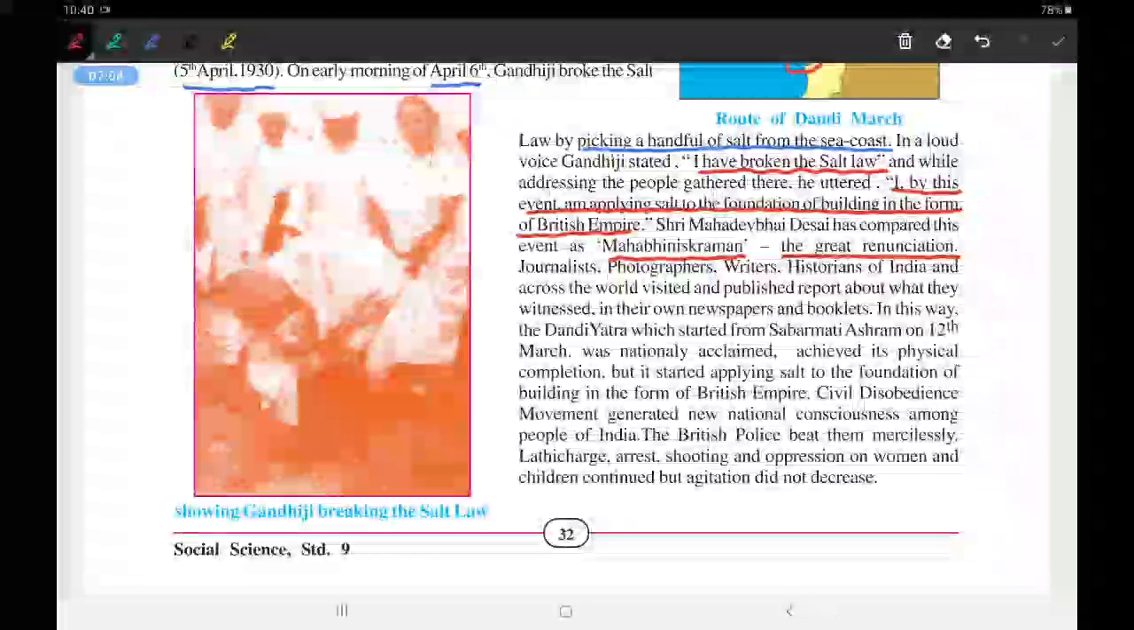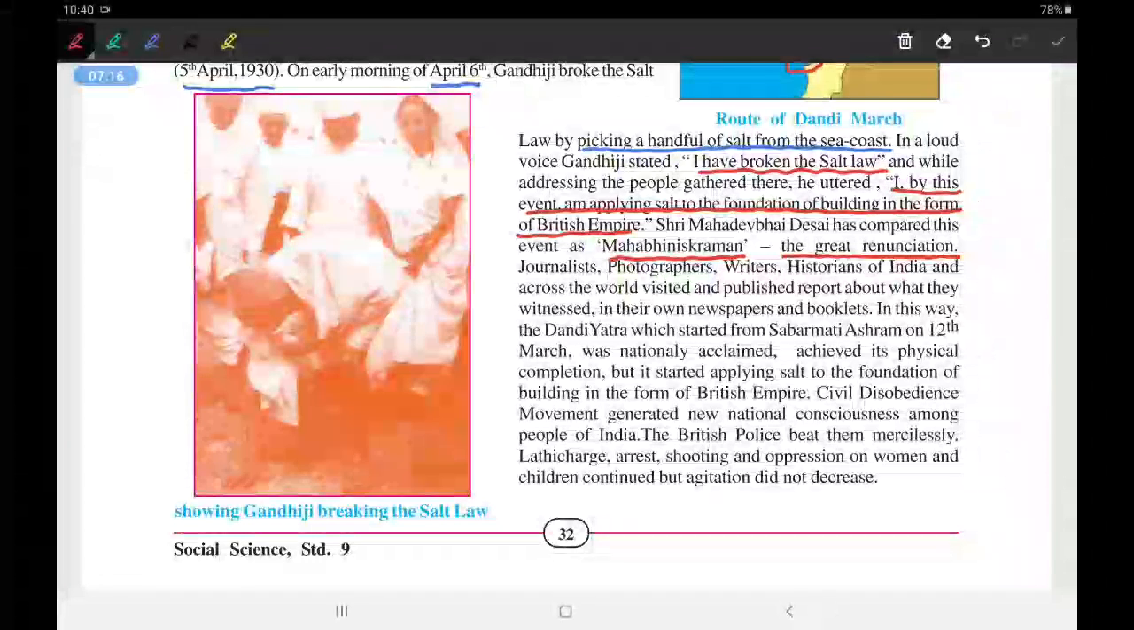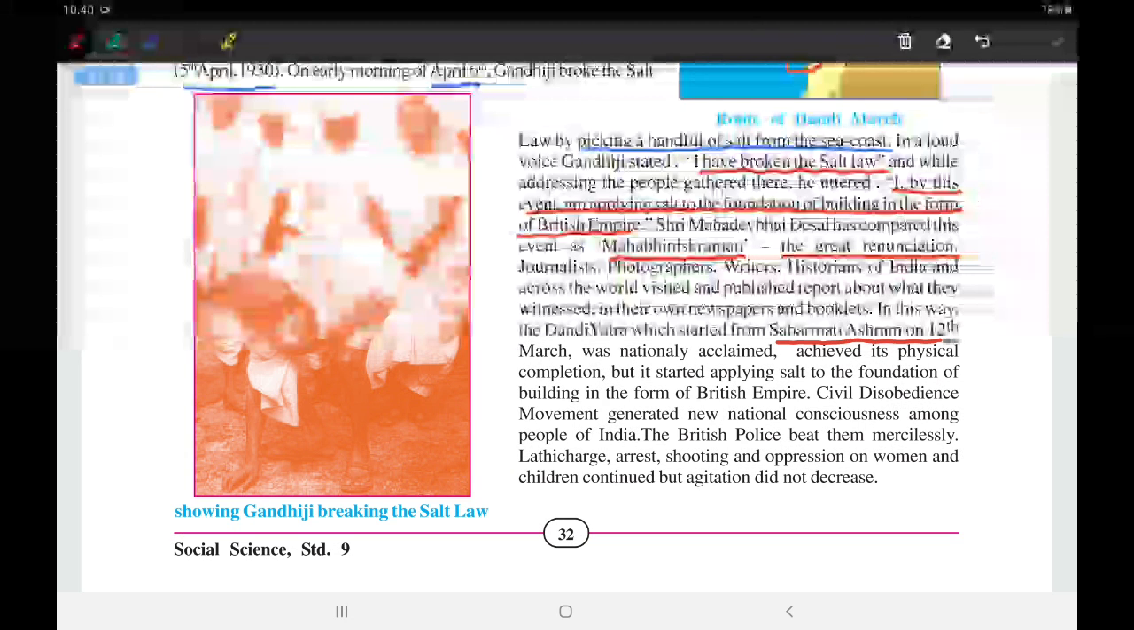Journalists, photographers, writers, and historians of India and across the world visited and published reports about what they had witnessed in their newspapers and booklets. In this way, Dandi Yatra, which started from Sabarmati Ashram on 12th March, was nationwide acclaimed.